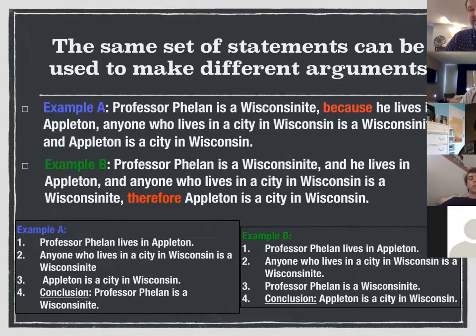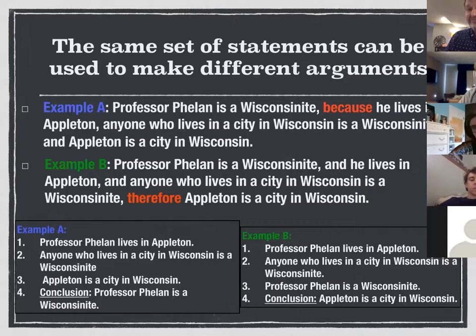Let me say something real quick, okay? I think Simon does have a point here. What he's pointing out is that premise 2 gives us what's called a sufficient condition for being a Wisconsinite, but not a necessary condition for being a Wisconsinite. So if we change sentence 2 to say, anyone who lives in a city in Wisconsin is a Wisconsinite, and only people who live in cities in Wisconsin are Wisconsinites, then this would be a valid argument.